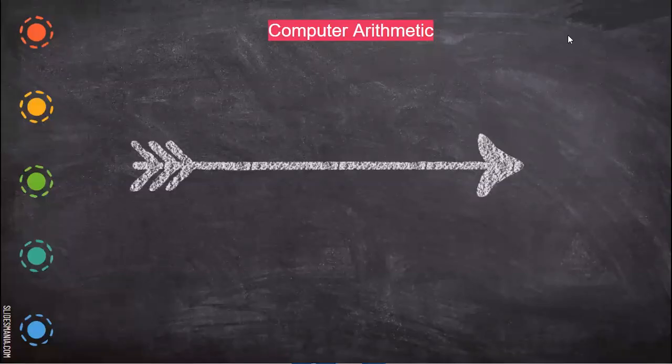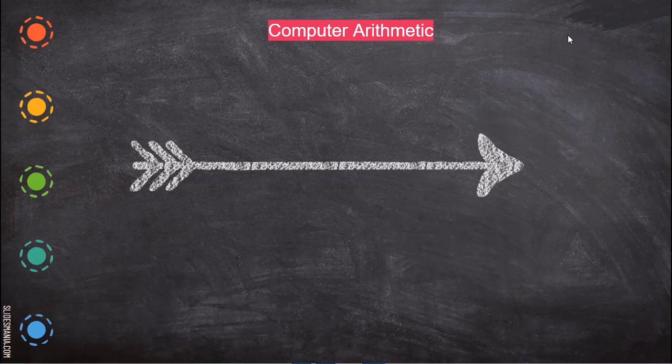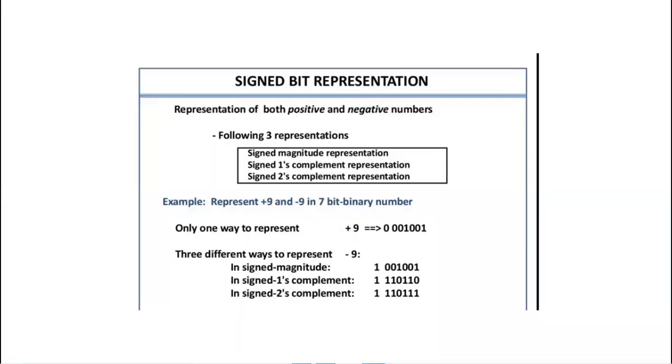In this video, we are going to see about the signed and unsigned arithmetic. When it's arithmetic, it is addition, subtraction, multiplication, and division. First, we will see addition and subtraction of the signed numbers. So we can represent both positive and negative numbers in the given binary numbers.